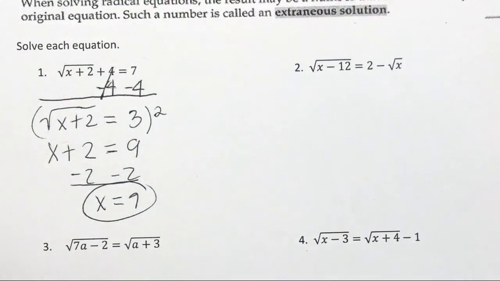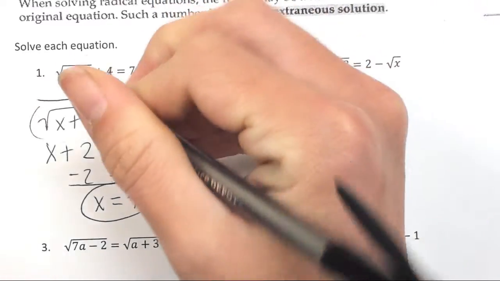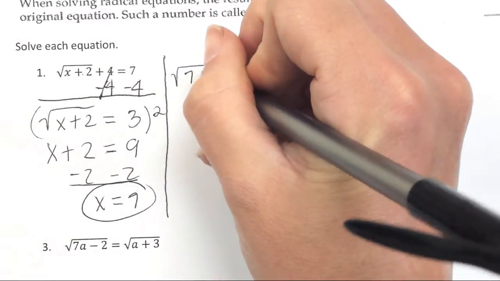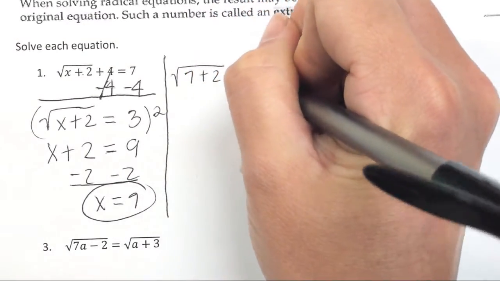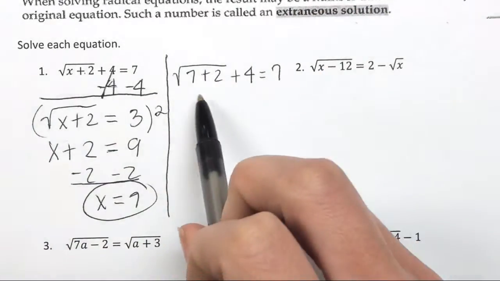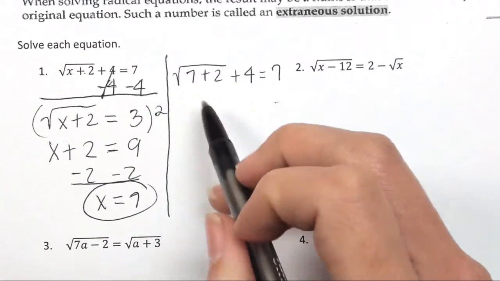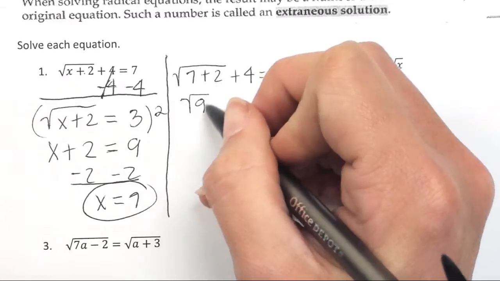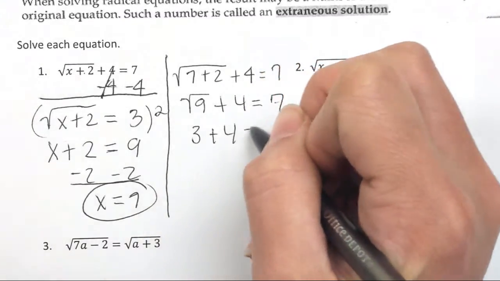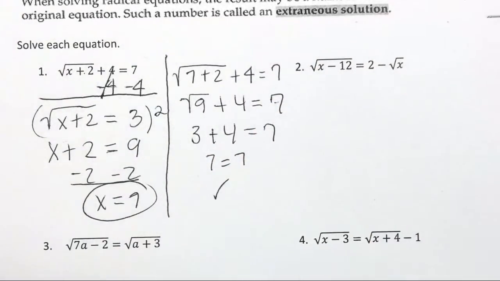We have to plug these back in. So I'm going to do my check work over here. So I plug it back into the original, so instead of square root of x plus 2, it'll be square root of 7 plus 2 plus 4 equals 7. And I don't want to change anything or subtract anything. I just want to make sure this side, when worked out, equals 7, equals this side. So this would be the square root of 9 plus 4 equals 7, and the square root of 9 is 3, plus 4 equals 7, and 3 plus 4 does equal 7. So this is the solution. It checks out.